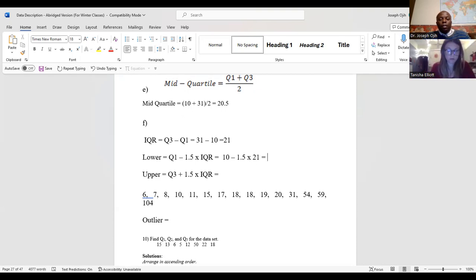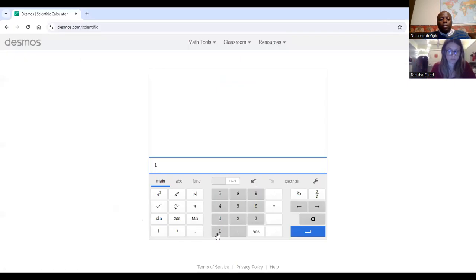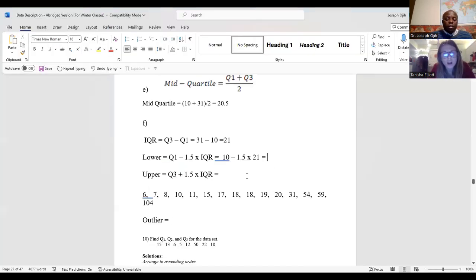Okay, 10 minus 1.5 times 21 is negative 21.5. Negative 21.5. Now let's look at the other side, the upper bound.